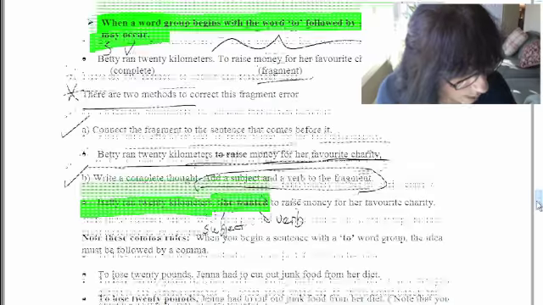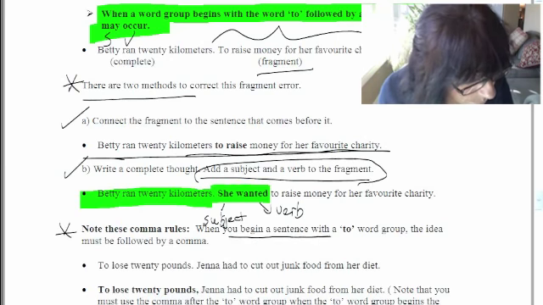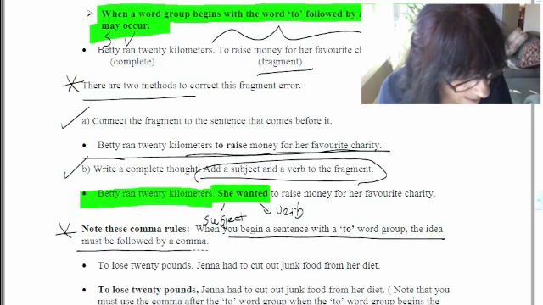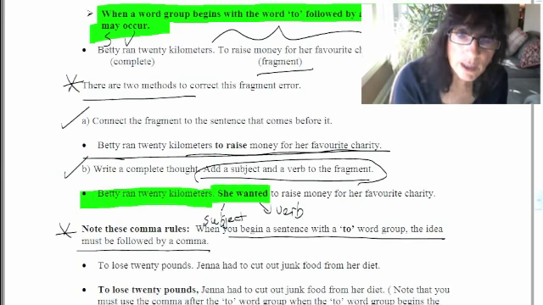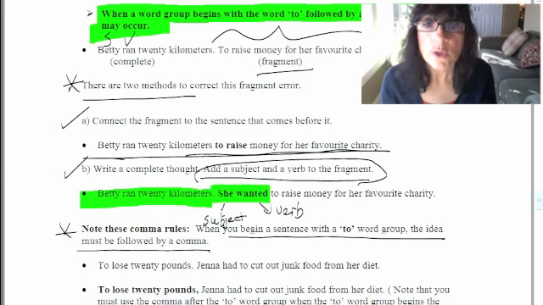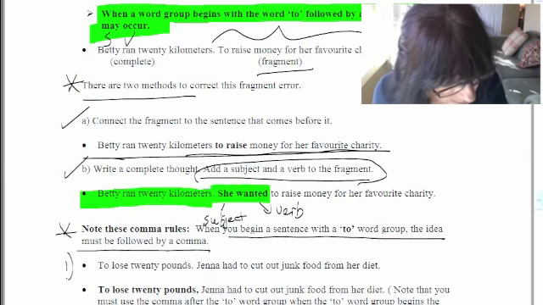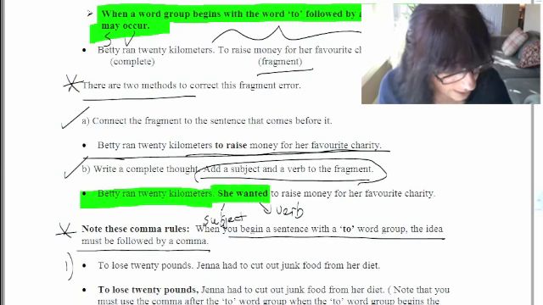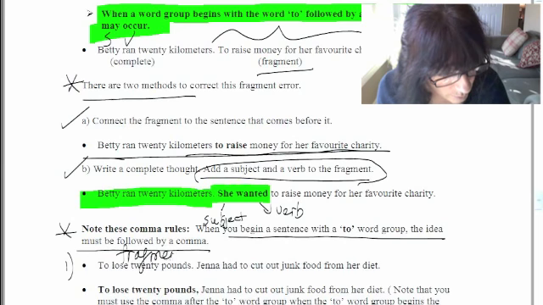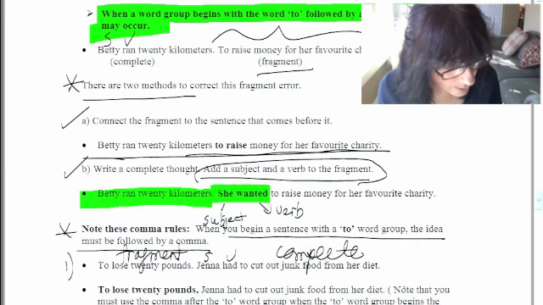So here are a few more comma rules. I said, note these comma rules. When you begin a sentence with a to word group, the idea has to be followed by a comma. So if you start a sentence with to, blah, blah, blah, and it's a word group beginning with to, you have to end that word group with a comma. So let's take a look at this sentence. To lose 20 pounds, Jenna had to cut out junk food from her diet. Here's your fragment, the to word group. This one is complete, right? Because here's your subject, here's your verb, and there's the thought completed.